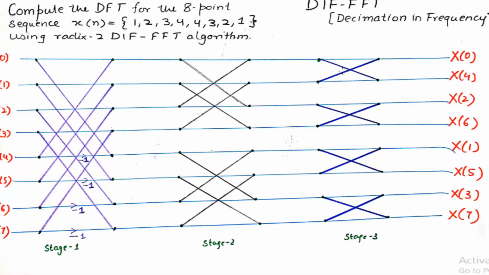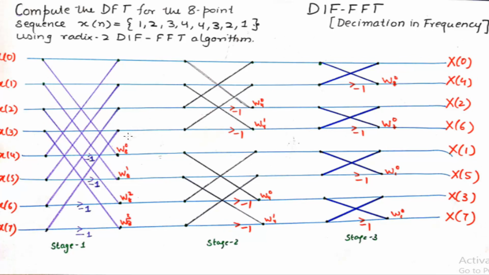And just like in the case of the butterfly diagram in DIT-FFT, this bottom line of the x is going to carry a multiplier of -1. So this is going to be -1, this is going to be -1. The bottom of every x will be a -1. And I've mentioned -1s here.